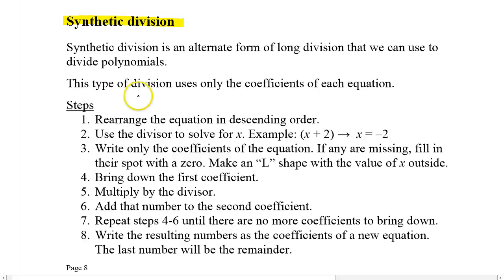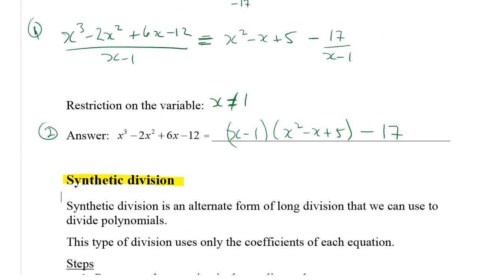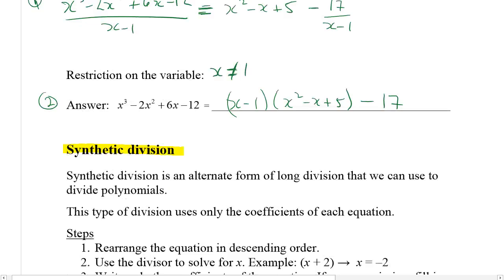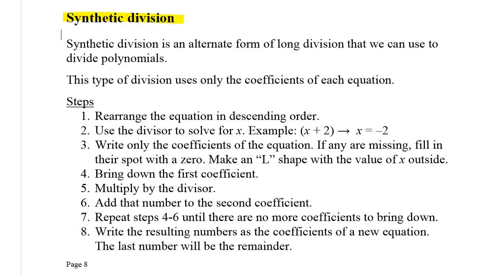So this type of division uses only the coefficients of each equation. So we're not going to be writing down x and x squared and all that kind of stuff. We're going to be taking care of those things by just which column all the numbers are in. So you'll notice when we did this work, this is where all the x cubes are, this is where all the x squares are, this is where all the x's are, and these are all numbers. So really it was kind of extra effort writing that all the time. So this is a system of sort of taking care of that part.